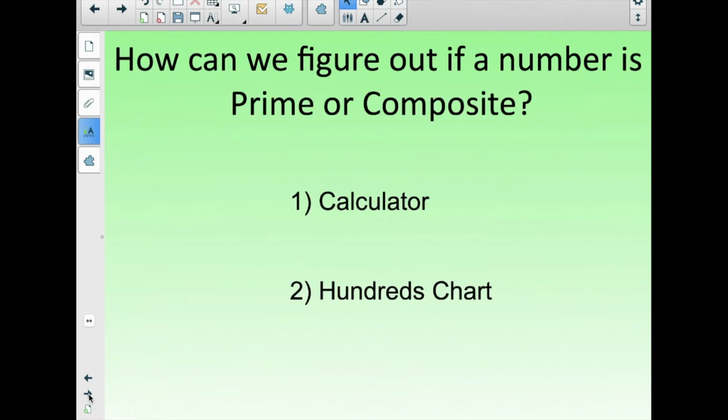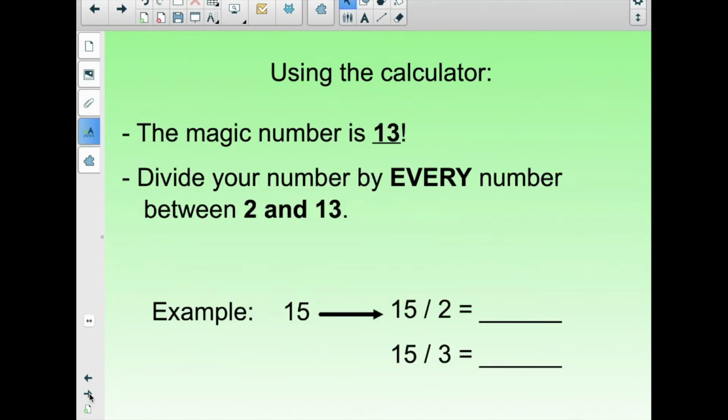How can we figure out if a number is prime or composite? There are two ways. The first way is to use a calculator. The second way is to use a hundreds chart. Using a calculator can be very time-consuming, but you'll always get the right answer. The magic number you need to think of is 13. Why is 13 important? You're going to divide your number by every number between 2 and 13.